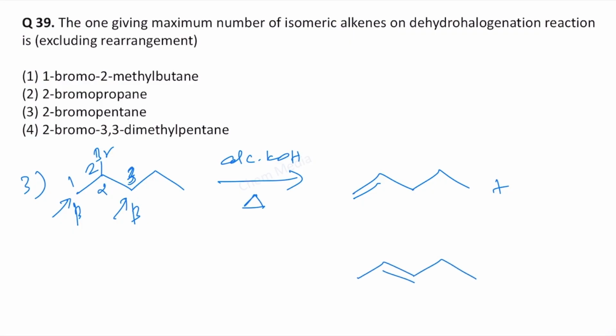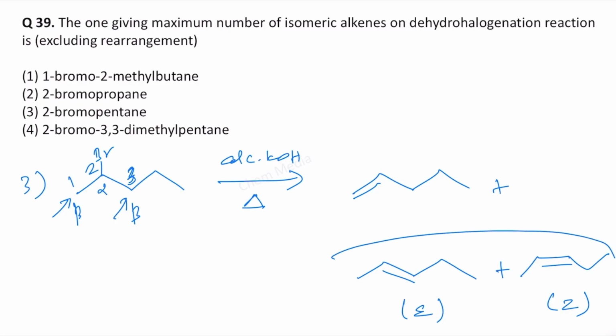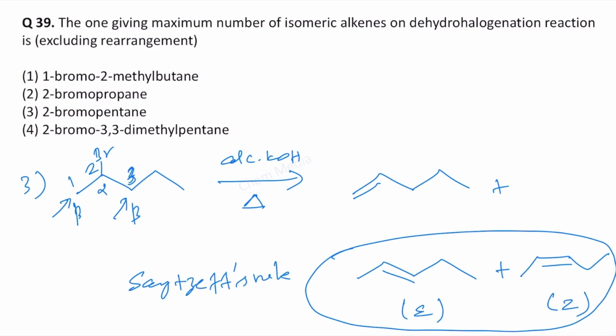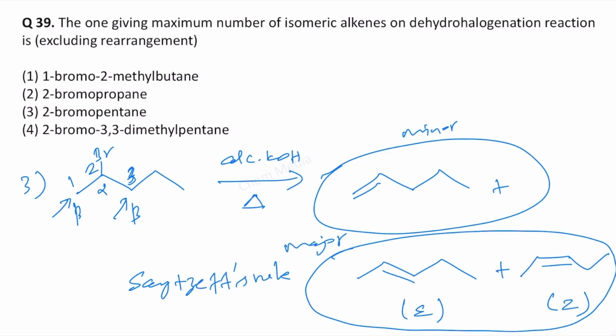One is the trans form and another is the cis form, or if you would like to call it E and Z, that is completely fine. But this will be the major products as per the Zaitsev rule. As per this rule, the most substituted double bond is the major product, and therefore pent-2-enes will be the major product and pent-1-ene will be the minor product. So we have 3 isomeric alkenes in option 3, and then 4 we have 2 bromo 3, 3 dimethyl pentane.